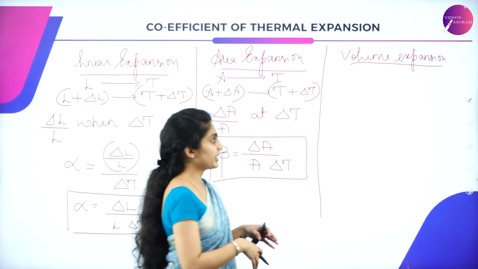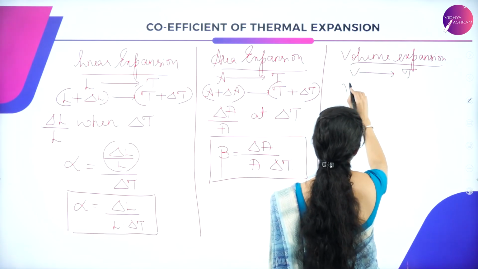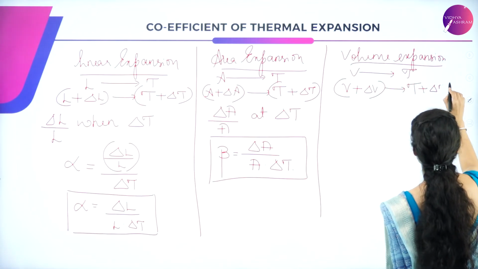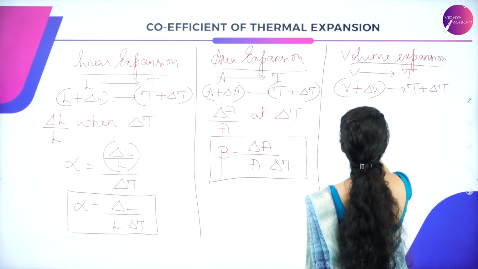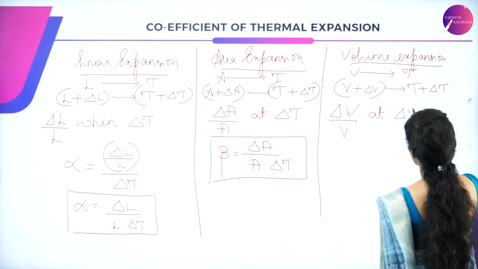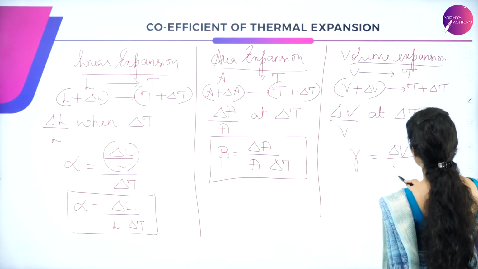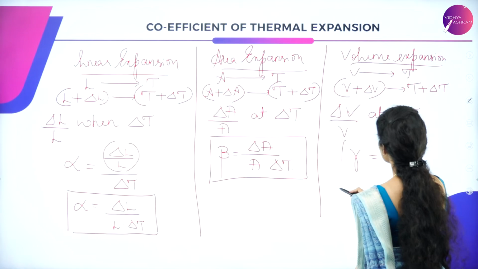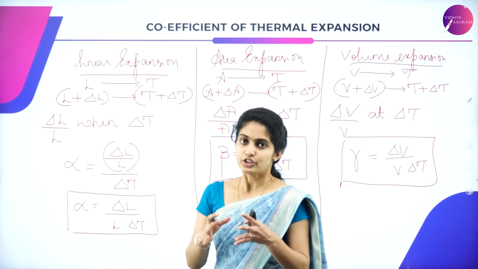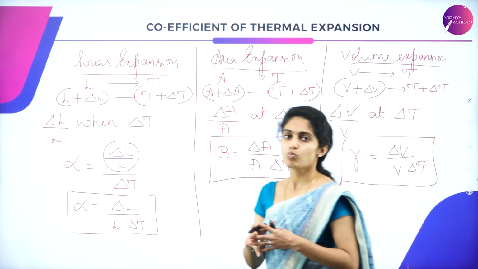Next is volume expansion. In the case of volume, the same thing applies. The volume is V at temperature T, and there is V plus delta V for the change in temperature T plus delta T. So the change in volume per unit volume per change in temperature is given by gamma, which is equal to delta V divided by V into delta T. This is the formula, the coefficient for volume expansion. So you have three coefficients for linear expansion, area expansion as well as volume expansion.